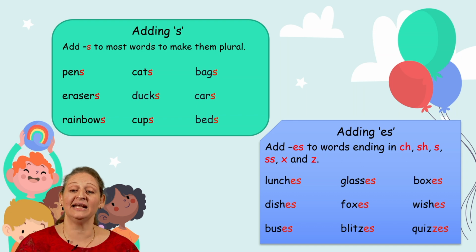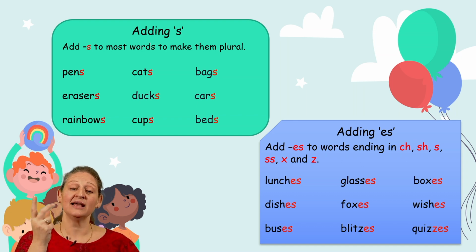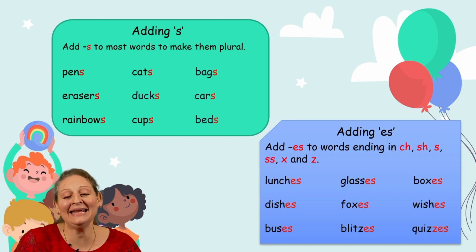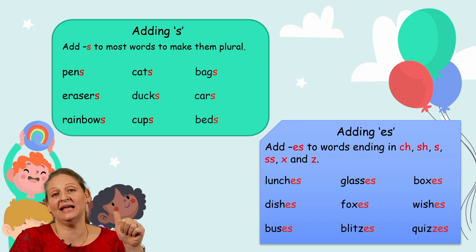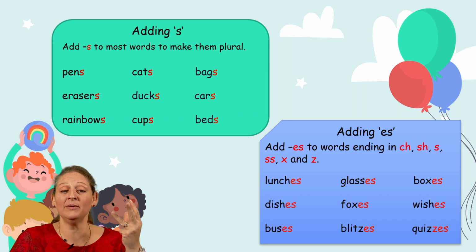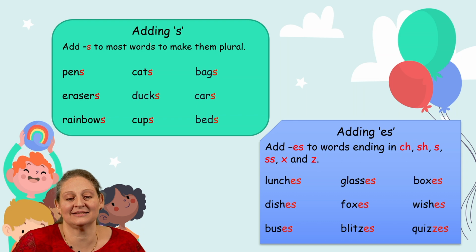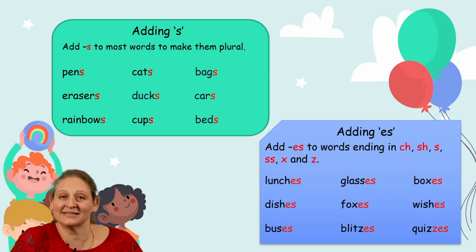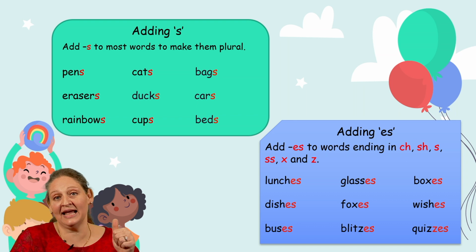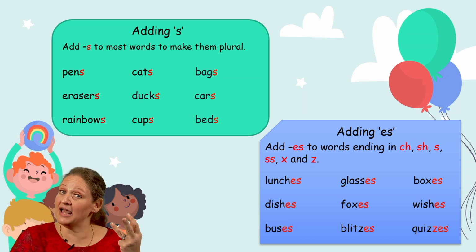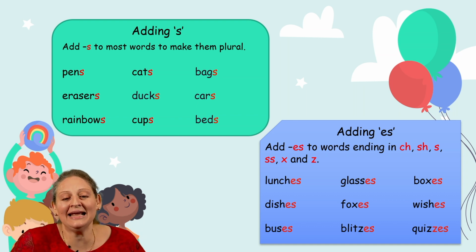Okay, to words ending in CH, SH, S, double S, X and Z, we add ES. Look at these words. Lunch. What are the last two letters of lunch? It's CH. So we have to add ES. Lunches. Can you hear the S sound? Right. If a word ends in CH, SH, S, double S, X or Z, we add ES. Next, glasses. Glass. You see, glass ends with double S, two S's, right? So we have to add ES, glasses.